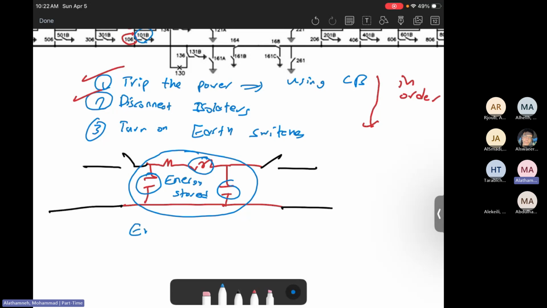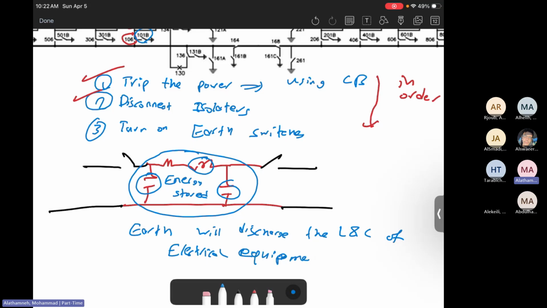So earth will discharge the inductance and the capacitance of the electrical equipment. It can be either the power lines or the transformer, because as we know, the transformer equivalent circuit has an inductance, so it's storing some electrical current, which is magnetic field and electrical current. Then we need to discharge it.